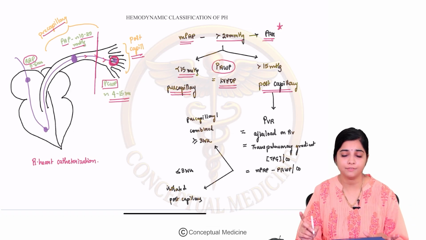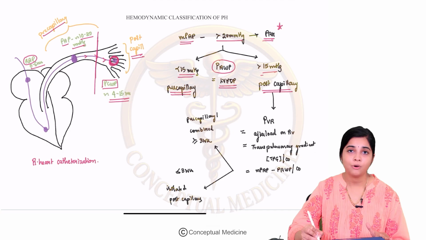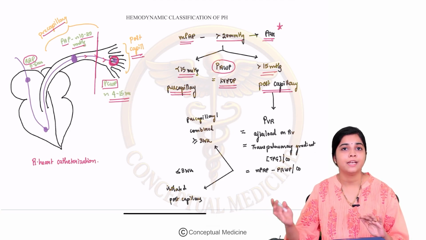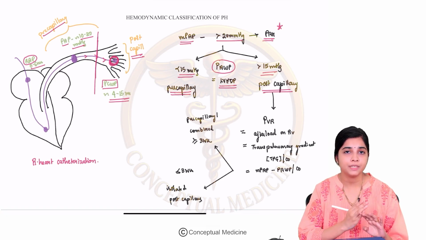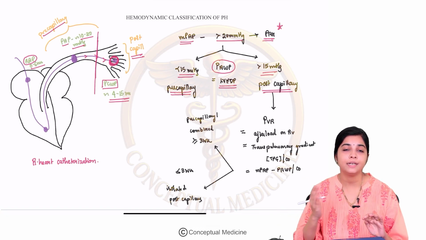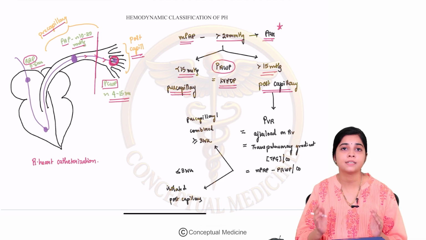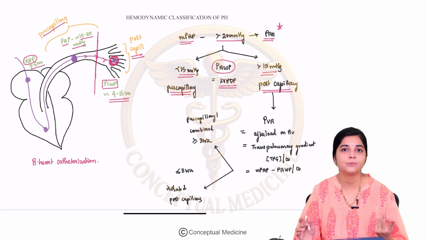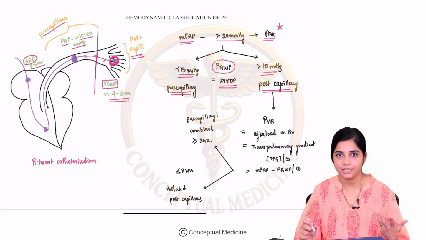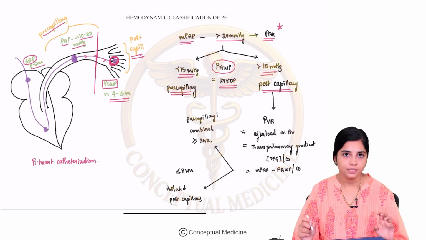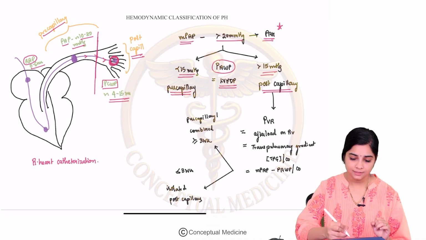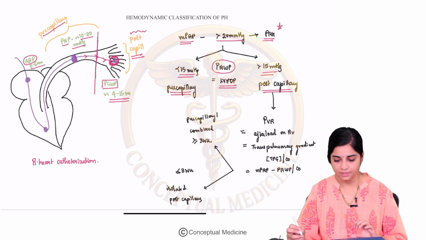If the pulmonary capillary wedge pressure is more than 15, what does it indicate? The pulmonary artery wedge pressure is representative of the LV end diastolic pressure. So if the PCWP is increased, the LV end diastolic pressure is increased, which means that it is a problem with the LV or a problem with the heart. So directly it is a group 2 pulmonary hypertension, or pulmonary hypertension due to left heart disease. Okay, fine. So this also means that this is a post-capillary hypertension.